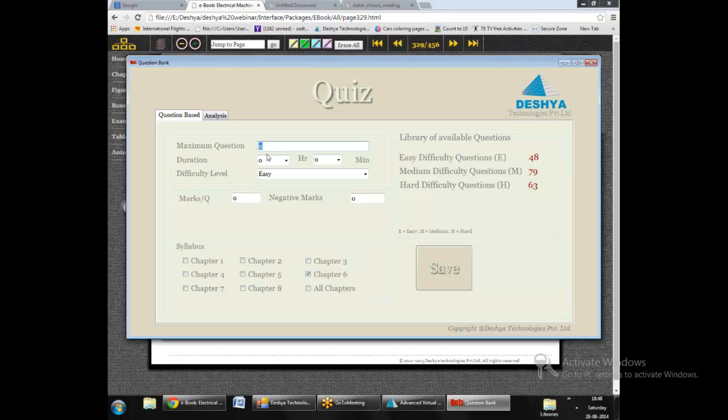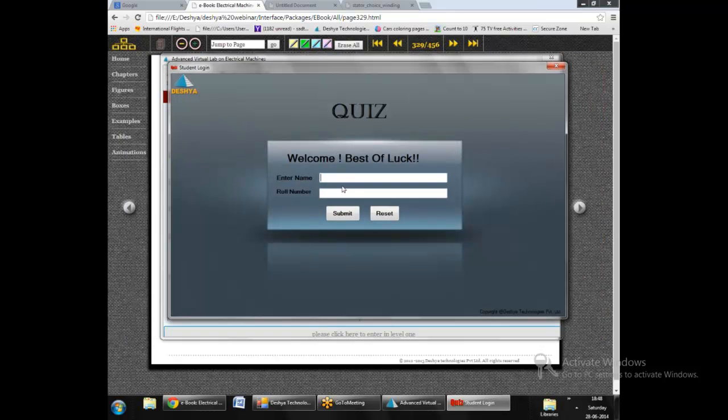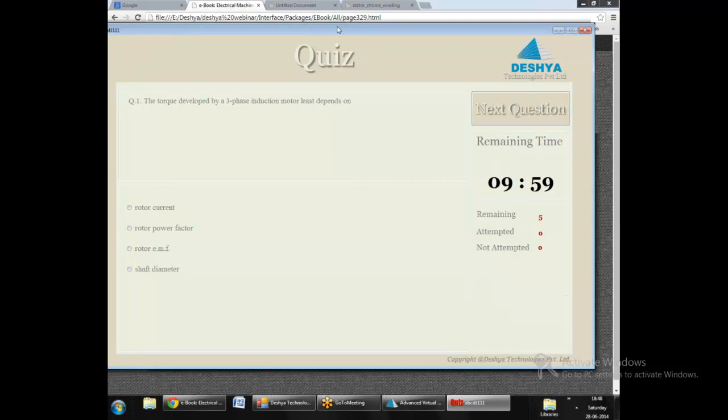I would choose 5 questions and maybe I'll give 10 minutes duration, and each question would have 4 marks for a right answer and negative 1 for a wrong answer. And here we enter the student's name and roll number, and the quiz starts.